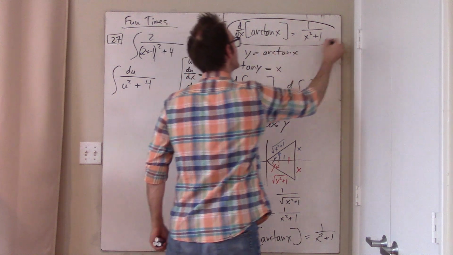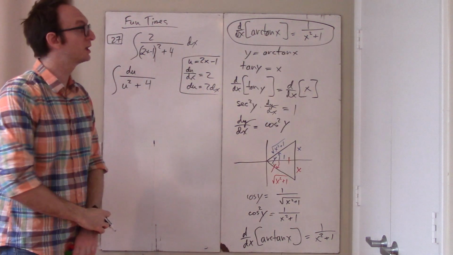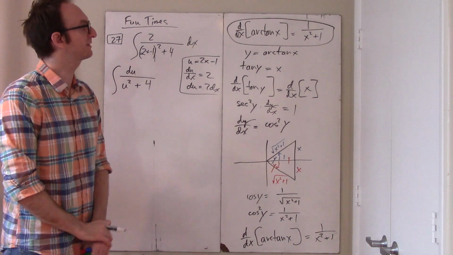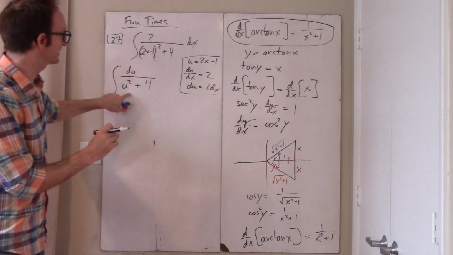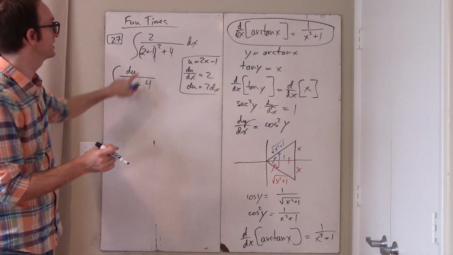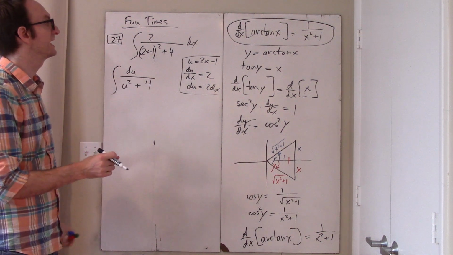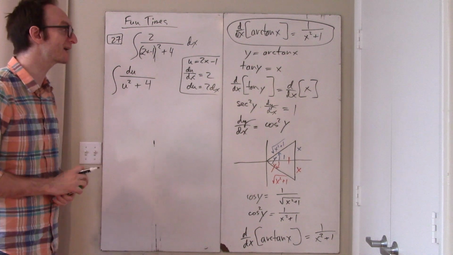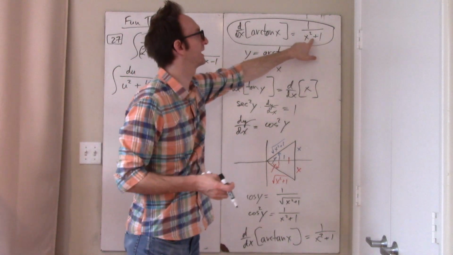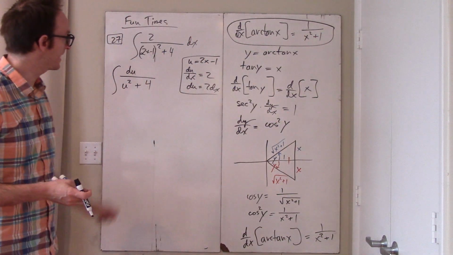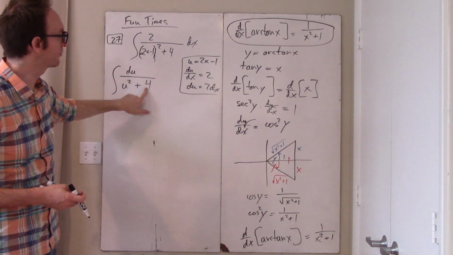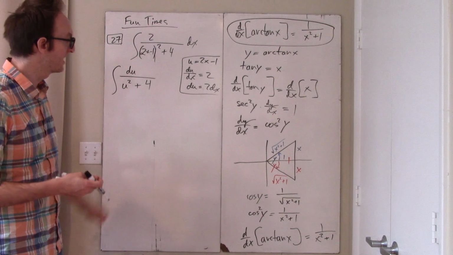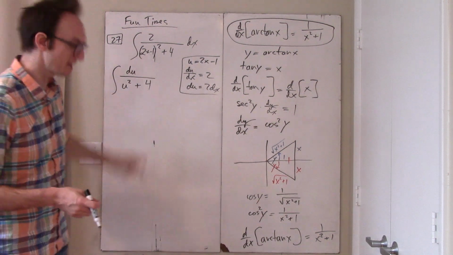Because if you don't know them by heart, you won't look for and recognize the patterns that emerge. And specifically, when I look at this du over u squared plus 4, it reminds me very, very much of arctan. You need to see that connection, so you need to have this formula in your brain. And the connection is, man, I wish that 4 weren't a 4. I wish that 4 were a 1. If that 4 were a 1, I would be done.